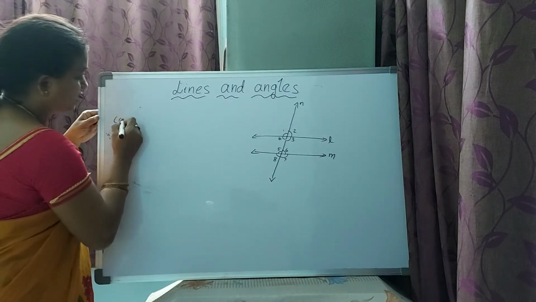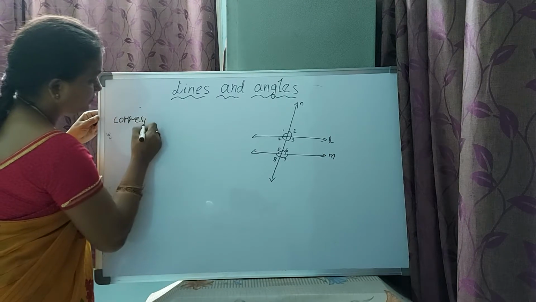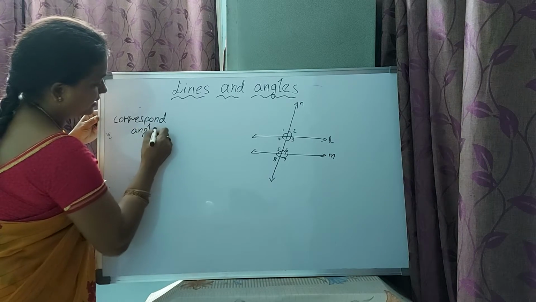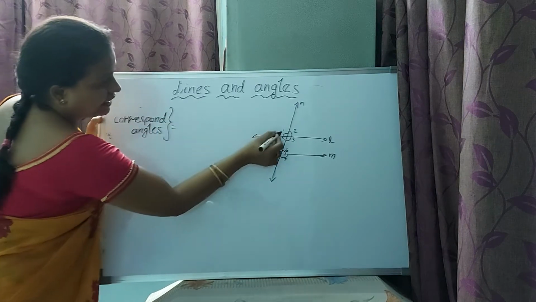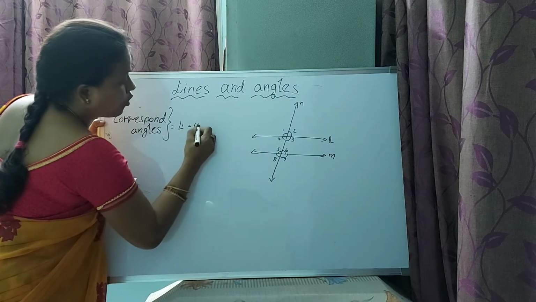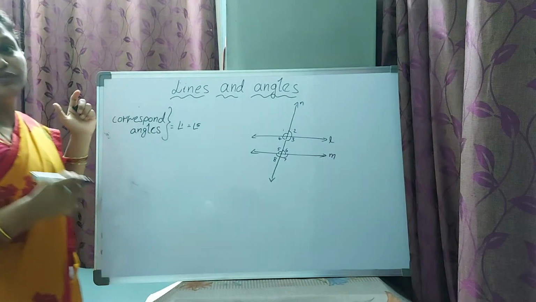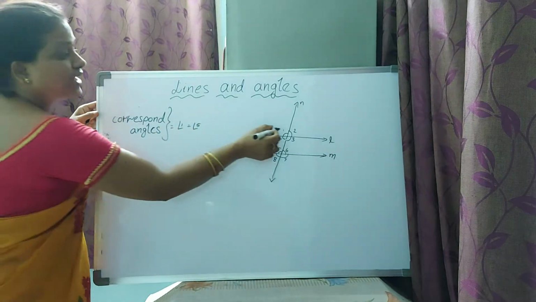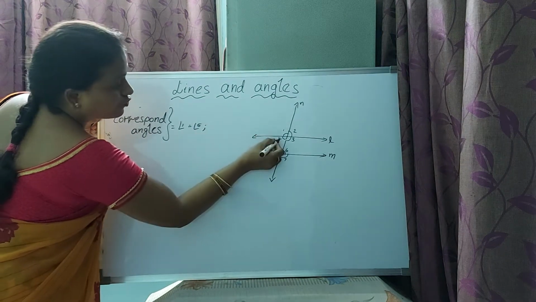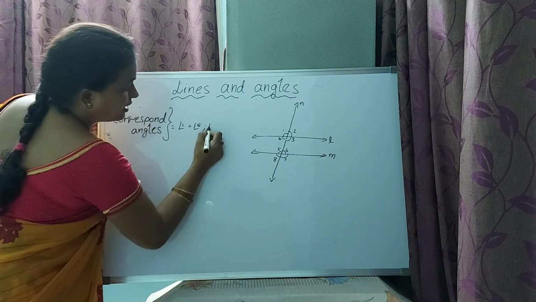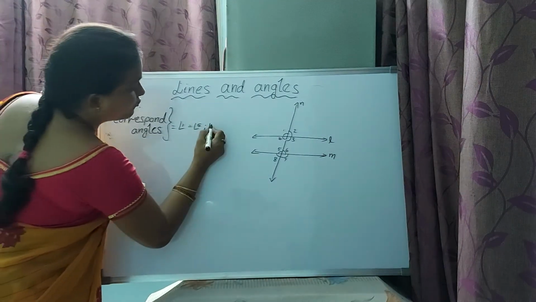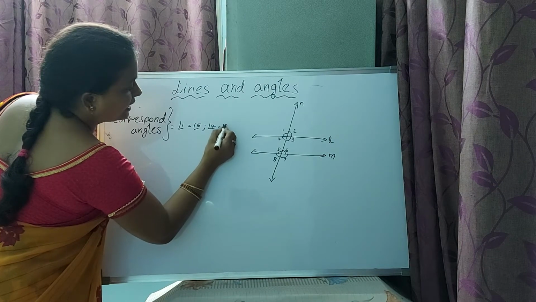What are the corresponding angles? Angle 1 is equal to angle 5, only when the two lines are parallel. Only if the two lines are parallel are these corresponding angles equal. Next, angle 4 is equal to angle 8.